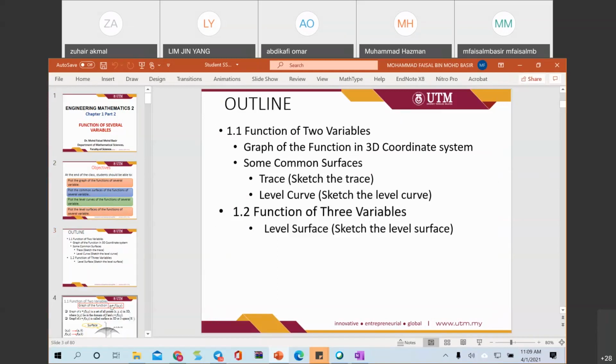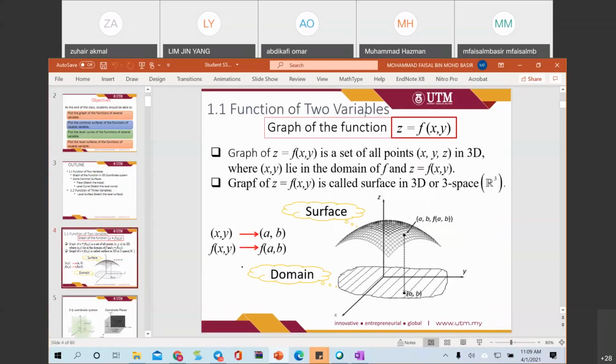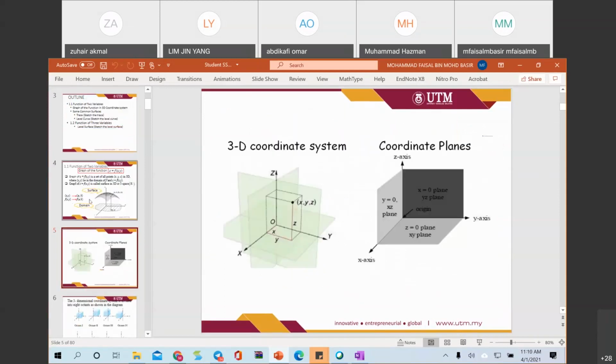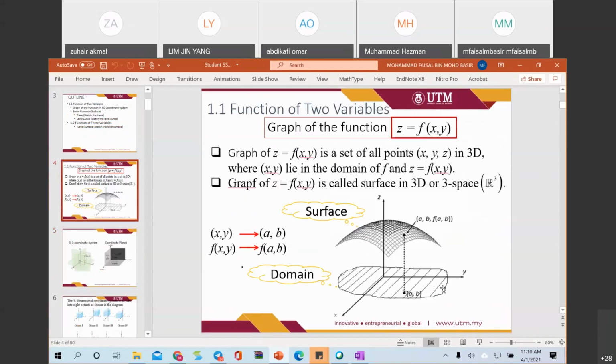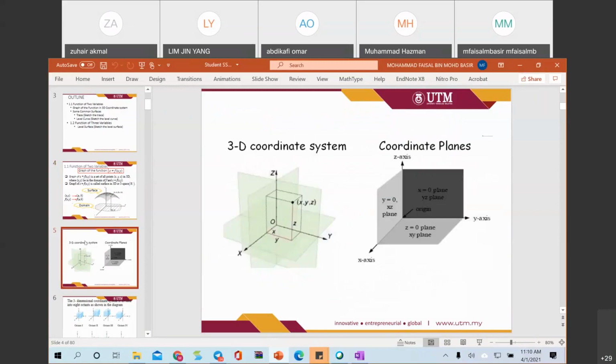Okay. So we have z equals f(x, y), which means your points are all in 3D. The graph of z equals f(x, y) is called a surface in 3D. This domain maps to the surface. If we combine all the points (a, b, f(a, b)), you get a surface.